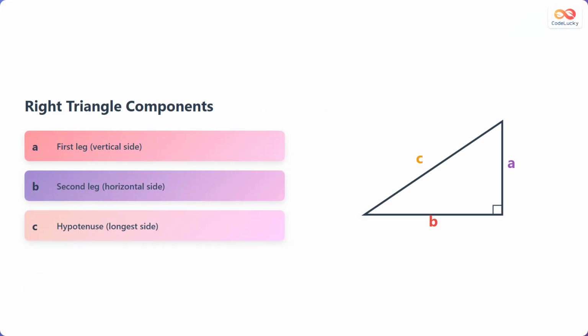Before we dive deeper, let's understand the components of a right triangle. A right triangle has three sides, A, B, and C. Side A is the first leg, also known as the vertical side. Side B is the second leg, also known as the horizontal side. Side C is the hypotenuse, which is the longest side and is opposite the right angle.